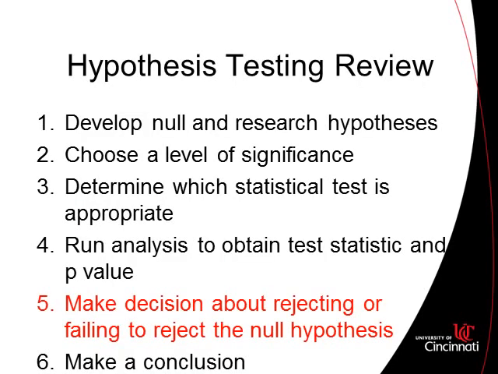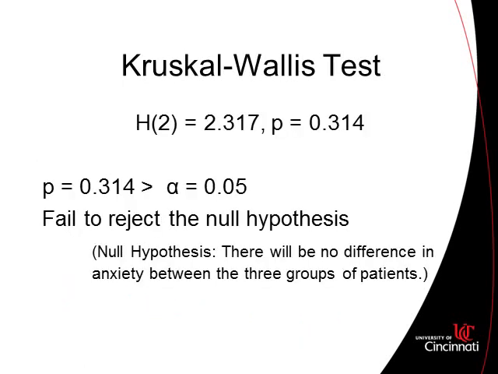So we're going to make a decision based on that p-value. And since our calculated p-value is greater than our level of significance, we're going to decide to fail to reject the null hypothesis. So remember, our null hypothesis was that there would be no difference in anxiety between the 3 groups. So if we're failing to reject it, we're not throwing it out, then we're going to say, okay, we might have seen what looked like a difference, but there was nothing statistically significant different between the 3 groups.